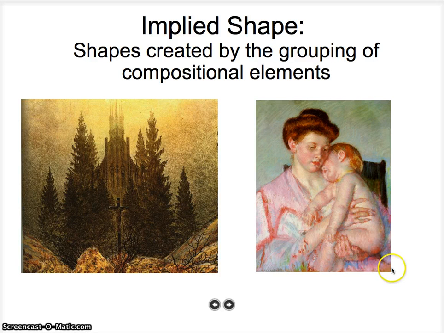This is another implied shape, another triangular pyramid type of shape that is echoed throughout the picture. The artist has disguised this cathedral in the triangular pine trees. Very interesting painting. Once again, obviously created to imply a spiritual meaning.